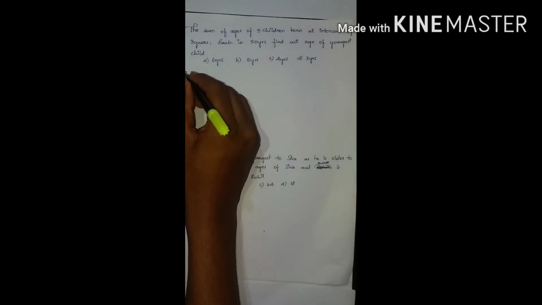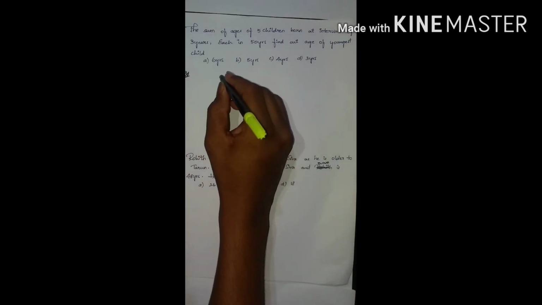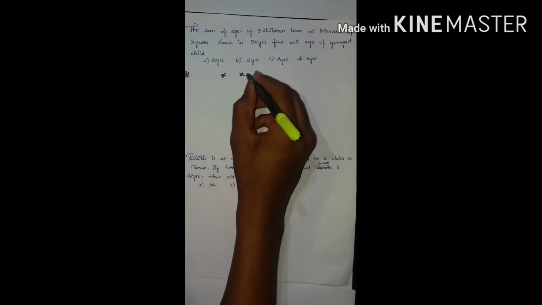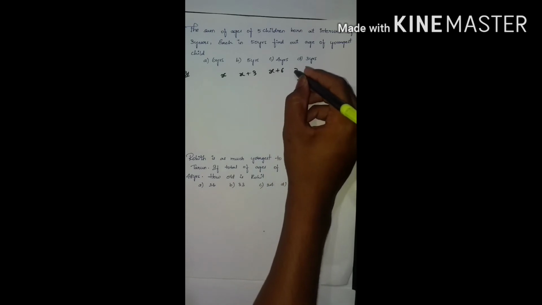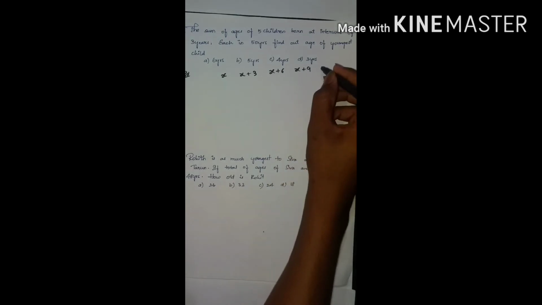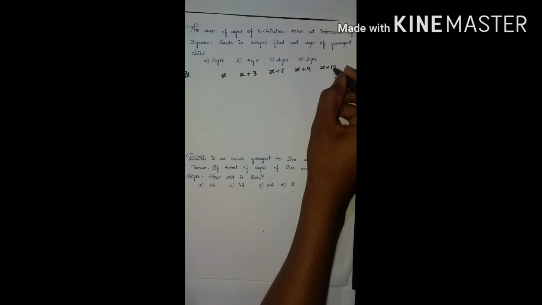So this is the third question. The sum of ages of 5 children born at intervals of 3 years each is 50 years. Find out the age of the youngest child. That means there are 5 children who are born at regular intervals of 3 years. So their sum of ages is 50 years. So consider the first child as x and second child as x plus 3, third child as x plus 6, fourth child as x plus 9, fifth child as x plus 12.